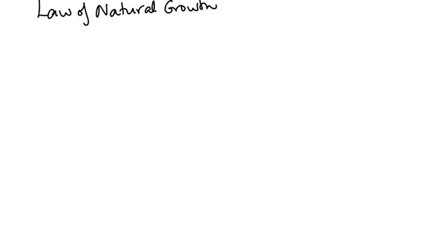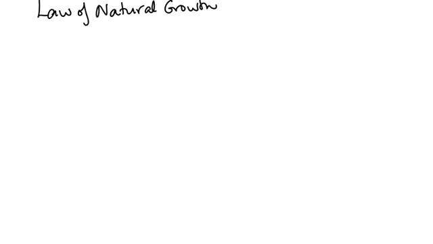So natural growth, the law of natural growth, is the rule that governs when the rate at which a certain amount of stuff changes. So you could talk about the population changing or the amount of radioactive material changing, and the rate at which that changes is related to how much of the amount that is present.